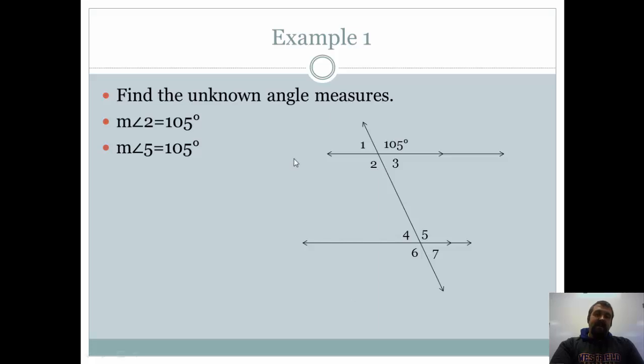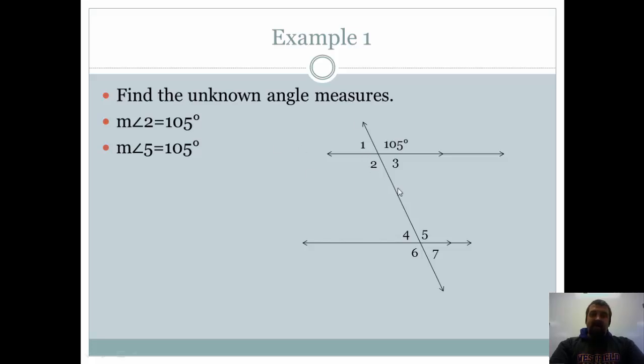The other thing that I could have done is I could have looked at these 2 angles here and said, hey, these 2 angles are vertical angles. Angle 2 and this 105 degrees are vertical angles. Therefore, those 2 angles have to be congruent. Measure of angle 2 is 105 degrees. Either route, I get that they're both 105 degrees.